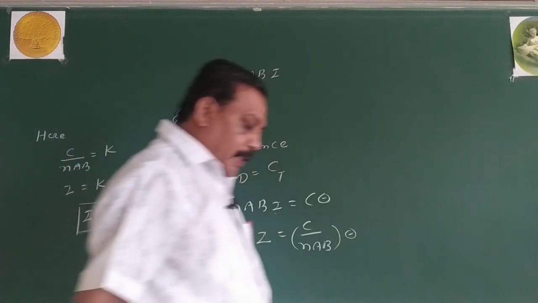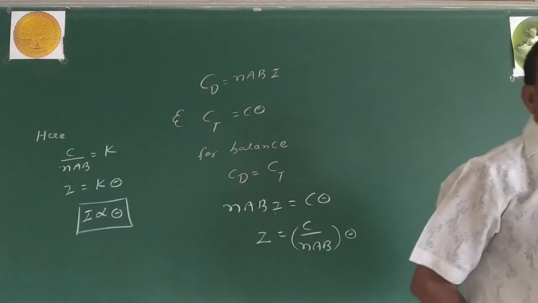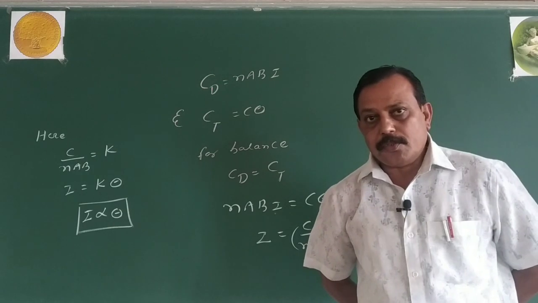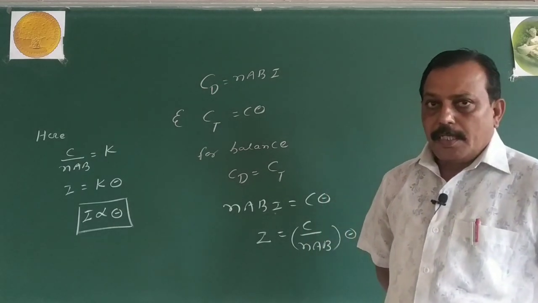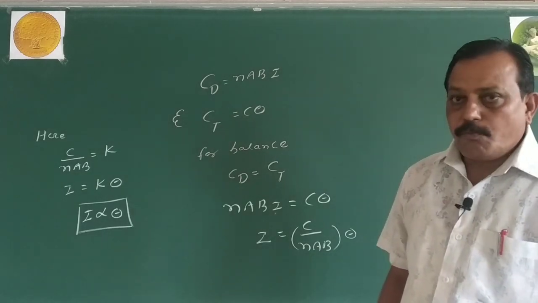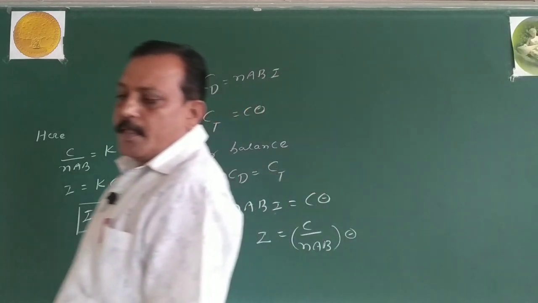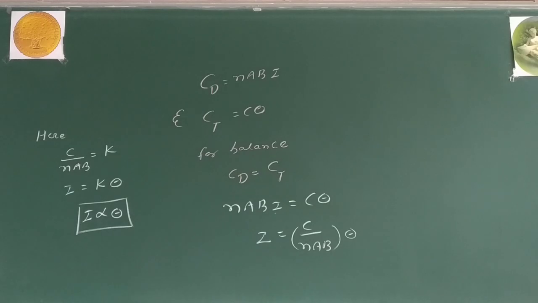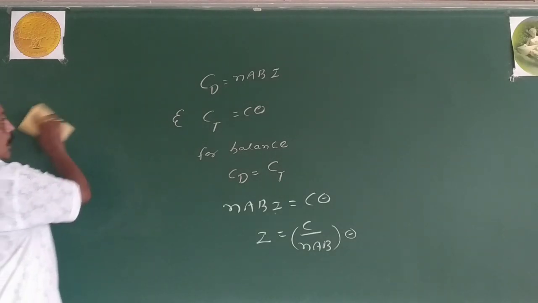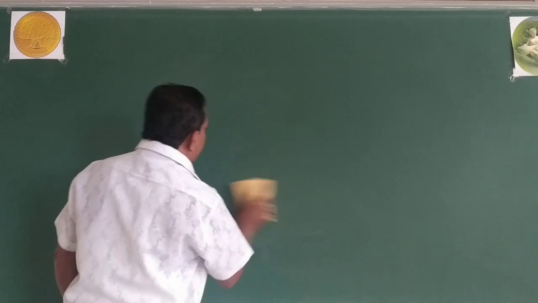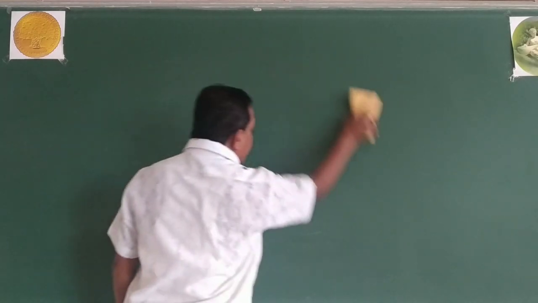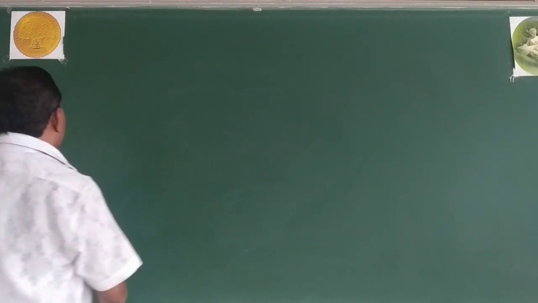After this we come across two important terms related to moving coil galvanometer: current sensitivity and voltage sensitivity. Let me take the first one, current sensitivity, and the second one is voltage sensitivity of a moving coil galvanometer.